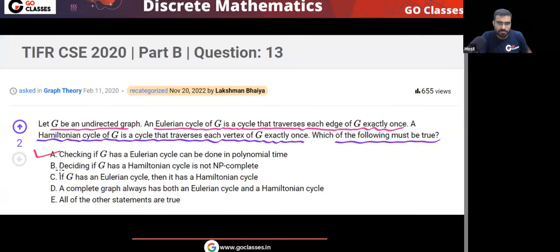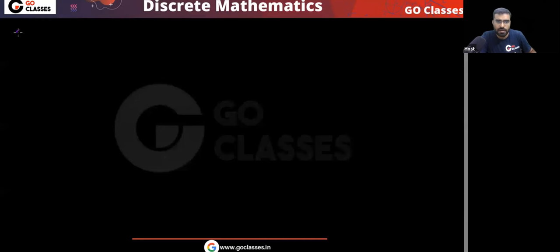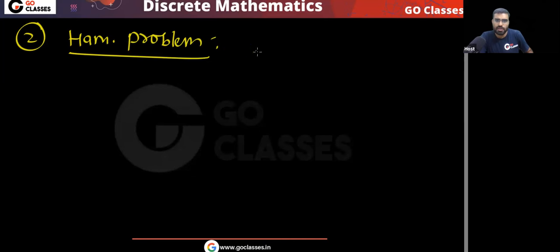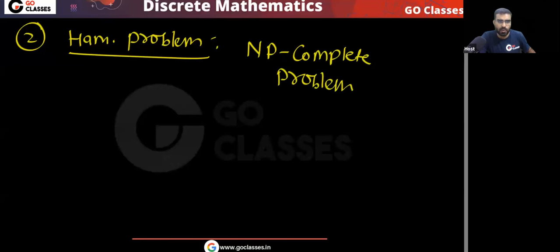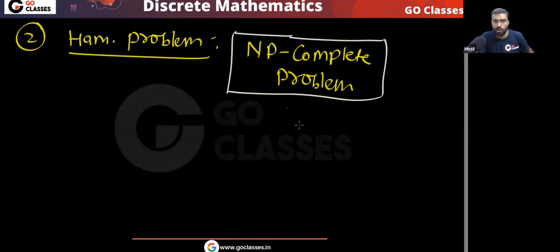What about option B? Deciding if G has a Hamiltonian cycle is not NP complete. No, this is an NP complete problem. Remember, whether a given graph has a Hamiltonian cycle or not, that is an NP complete problem. This we have already seen in our lectures. Yes or no?